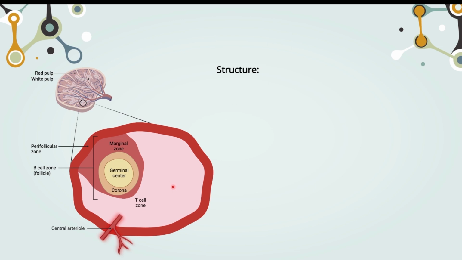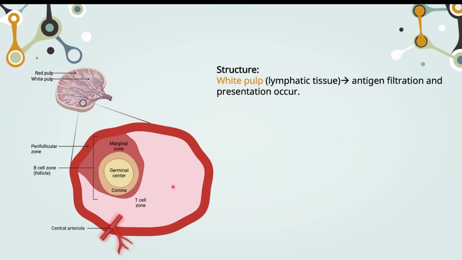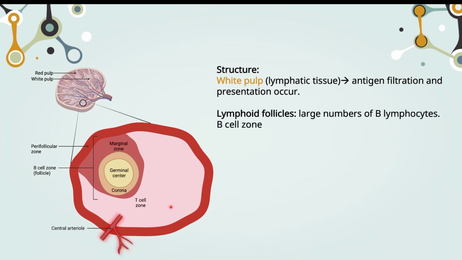Now let's look at these structures in more detail. The white pulp is the region where antigen filtration and presentation occurs. You can imagine that the white pulp has both the B cell zone and the T cell zone, so it's obvious that antigen presentation occurs here. Like I said, this lymphoid follicle is the B cell zone. It has a lot of B lymphocytes. The T cell zone is also called the periarteriolar lymphatic sheath.